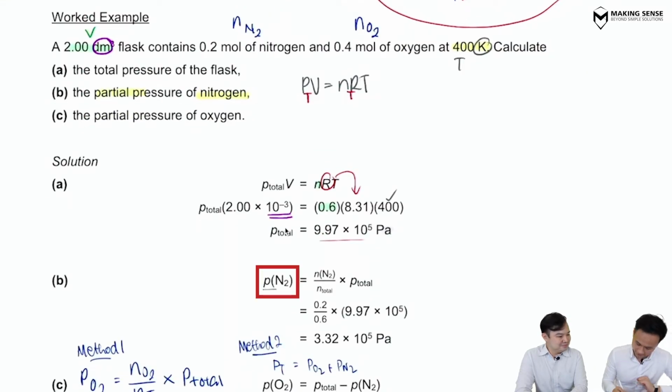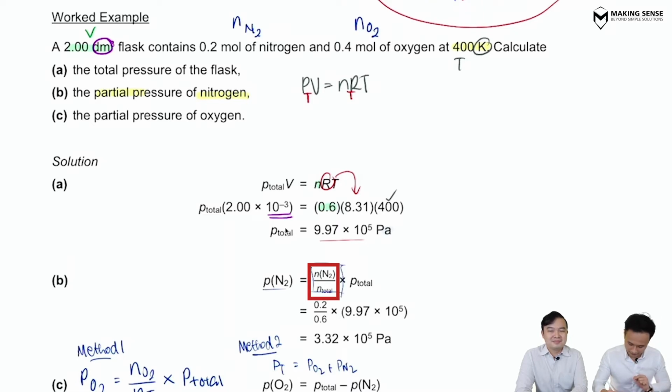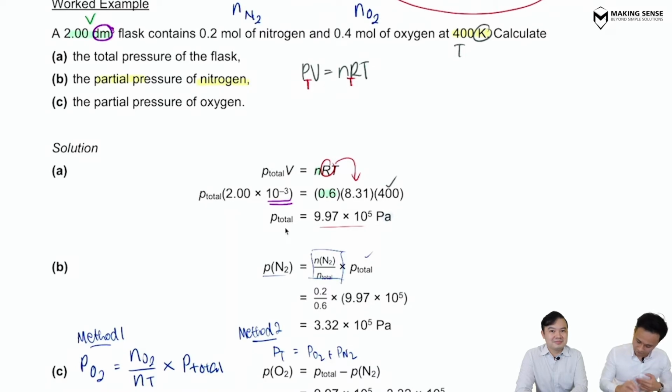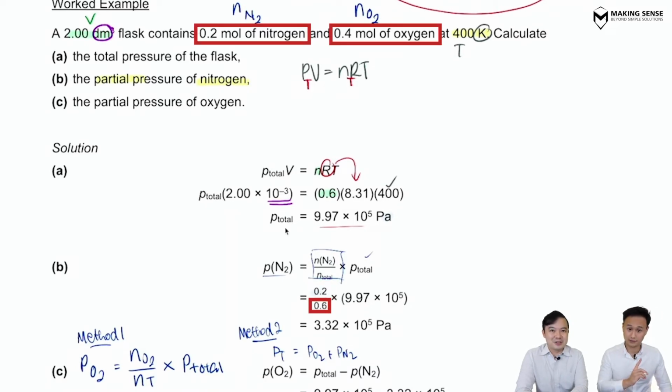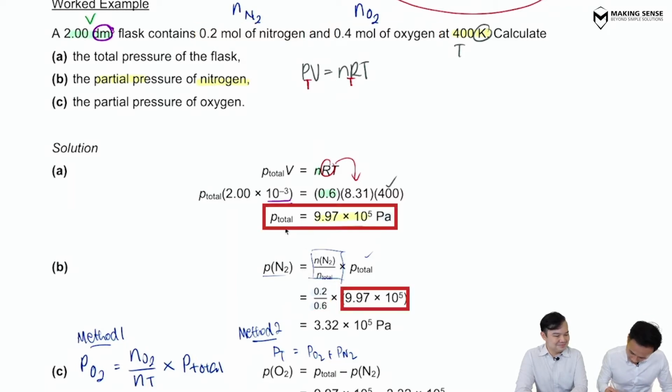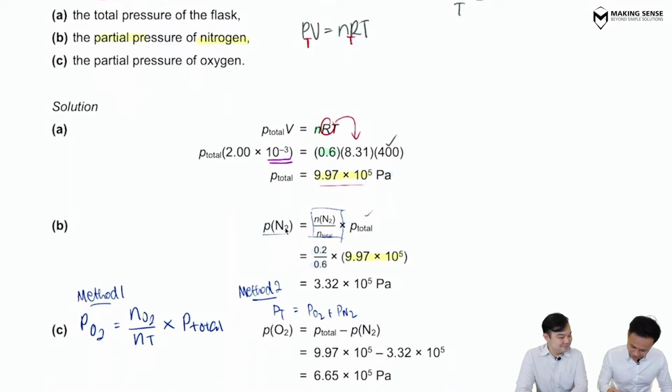The partial pressure of N2 is just the mole fraction of N2 multiplied by the total pressure, okay? So plug this in again. What's my number of moles of N2, Mr. Long? 0.2 mole. Yeah, total number of moles? 0.6. Okay. So we multiply by the total pressure that we got in part A, plug that in, and we found the partial pressure of N2.